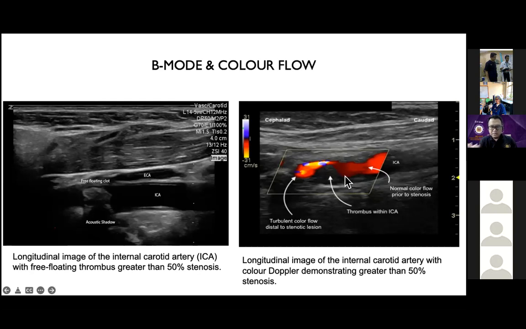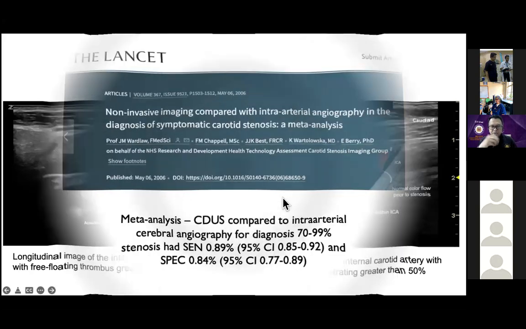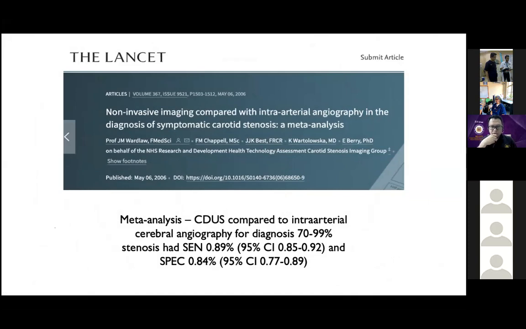And the other method they used was color flow, looking at turbulent flow or aliasing to indicate 50% stenosis. So the methodology only looked at B mode and color flow, which is not the spectral Doppler itself. I guess to increase the sensitivity and specificity, it is good if we can combine both the B mode and color flow plus the spectral Doppler, especially in detecting carotid artery stenosis.